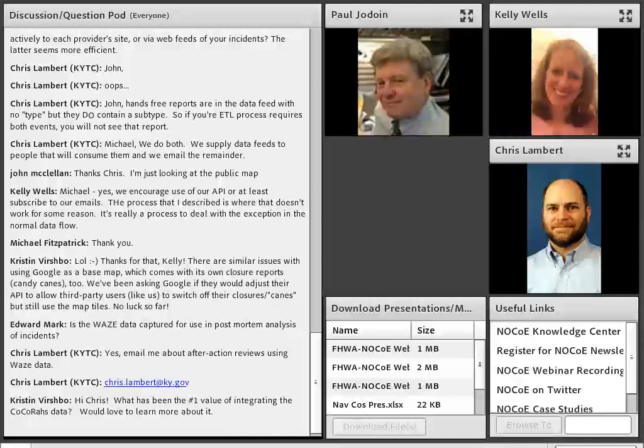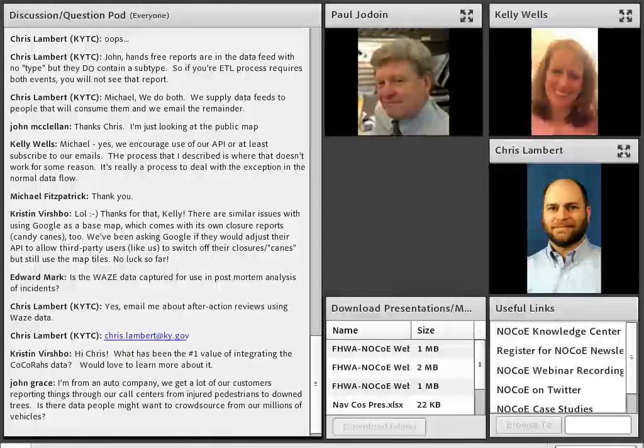Kristen has asked, Chris, what has been the number one value of integrating the data? So we take those polygons and we also impose those down to the roadway level so that we understand the number of inches received on each half-mile segment of roadway, so that we can then compare that later to our salt distribution rates and our clearance times and our recovery times of speed data in that area. So we use it as another form of measuring our performance for snow and ice.